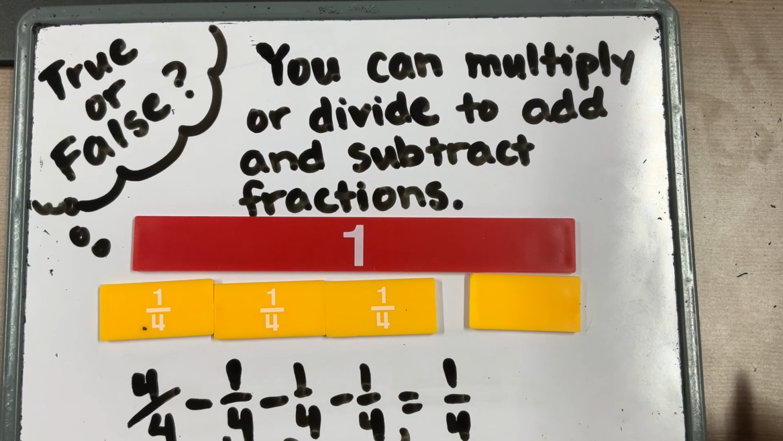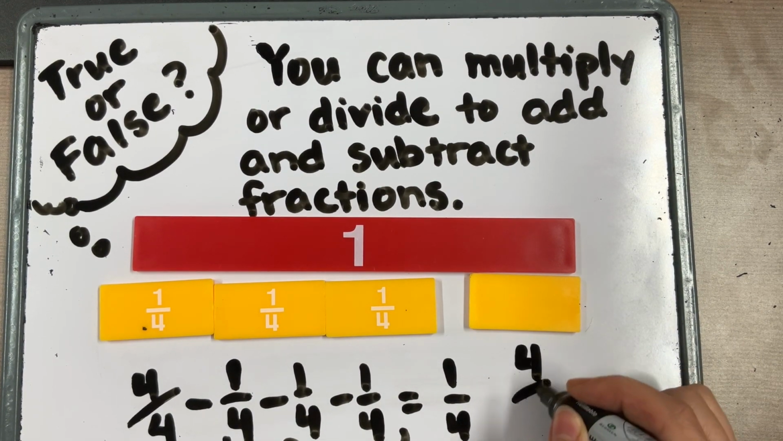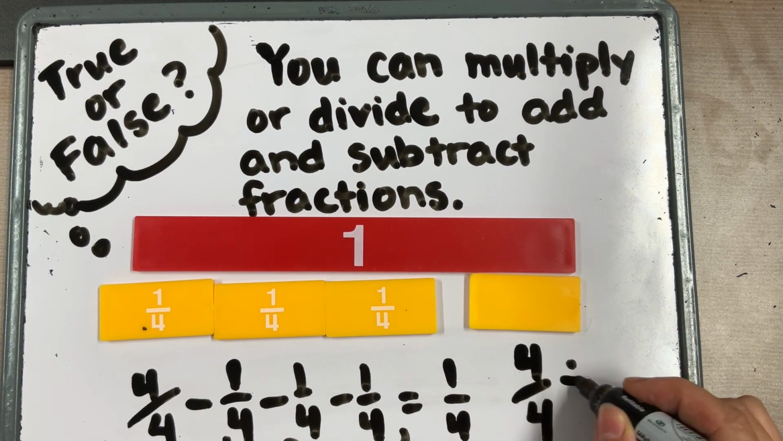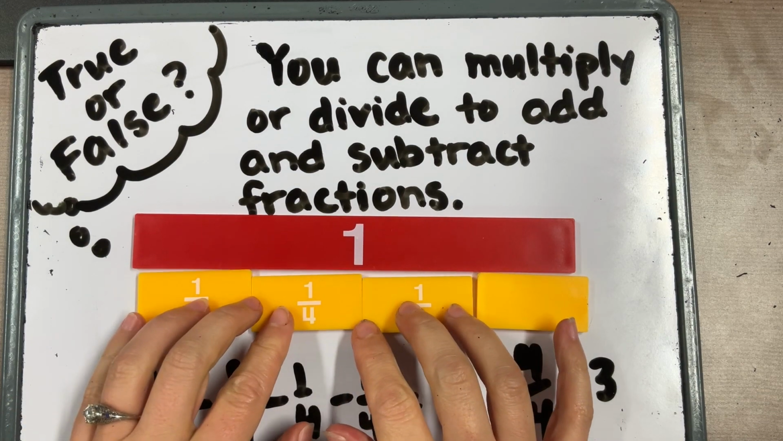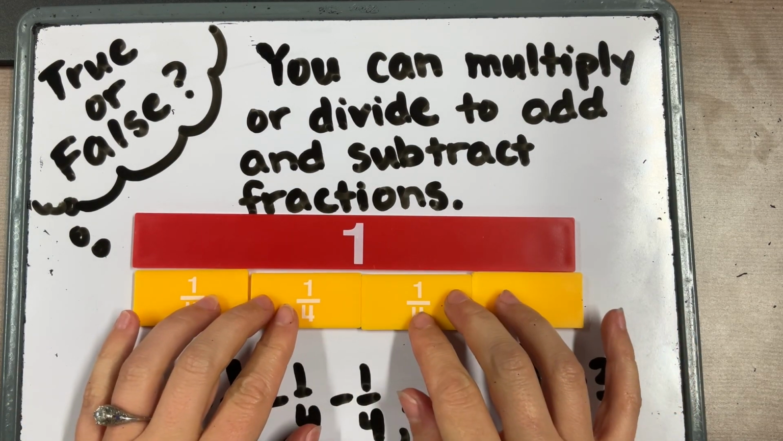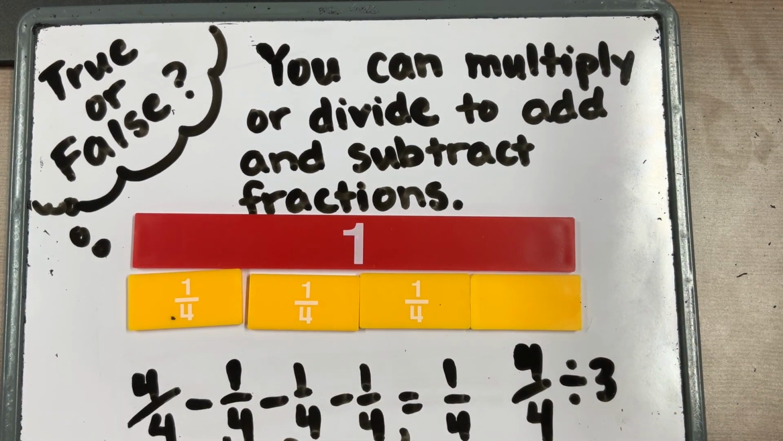What did you decide? Can I do 4/4 divided by 3? What happens then? 4/4 divided by 3. Well, if I divide these into 3 pieces, I can't really do that. So that doesn't work in that case. What does that make you think now? Is there a rule for multiplying and dividing to add and subtract? What would that rule be?